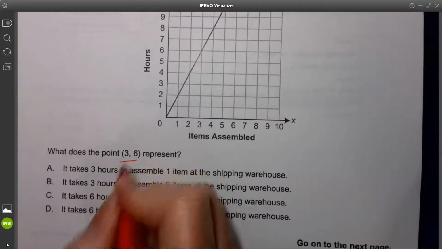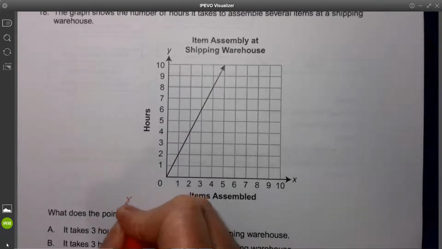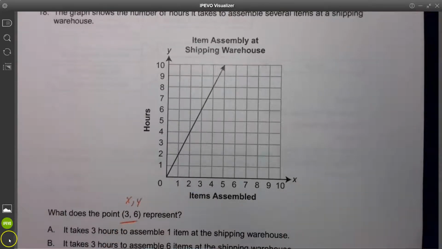18, the graph shows the number of hours. Oh, this is number one of those ordered pairs. Try this one on your own. Look at this. Remember, it's x and y. X, then y. Go, try it.